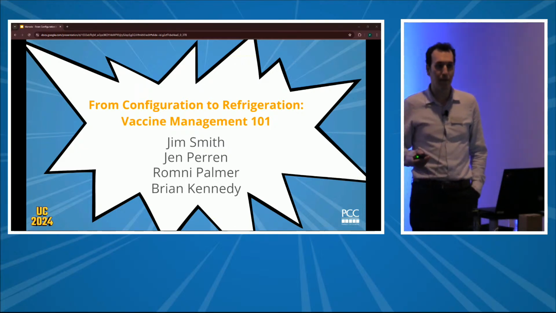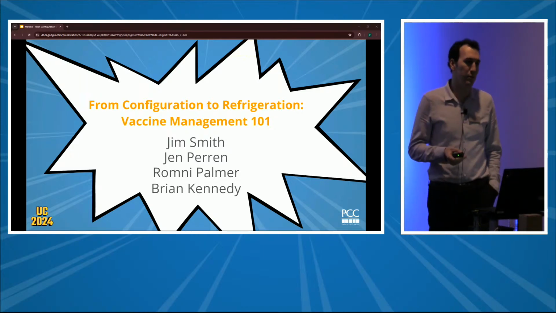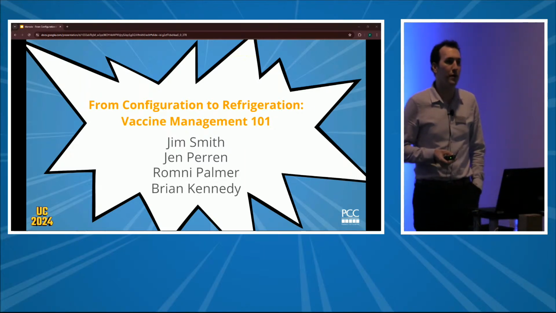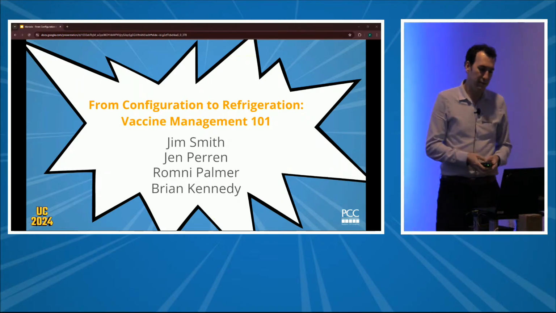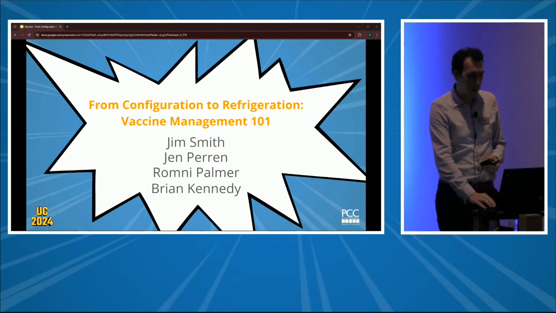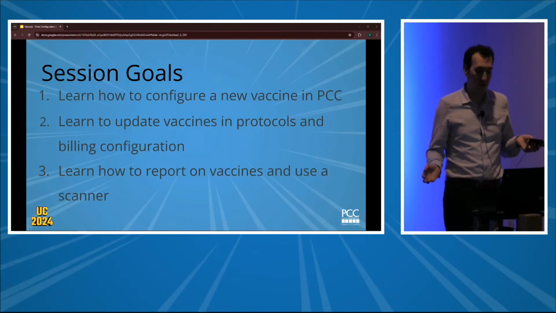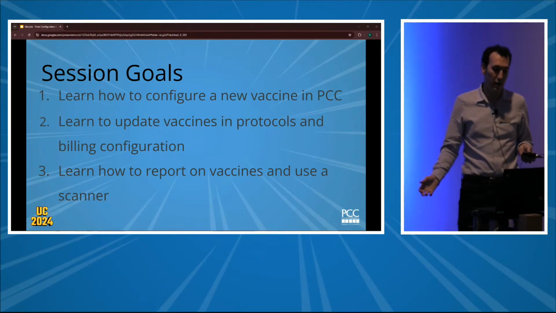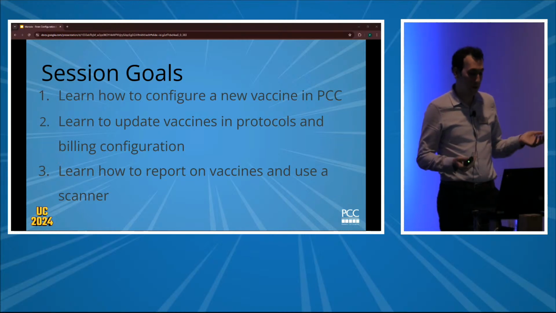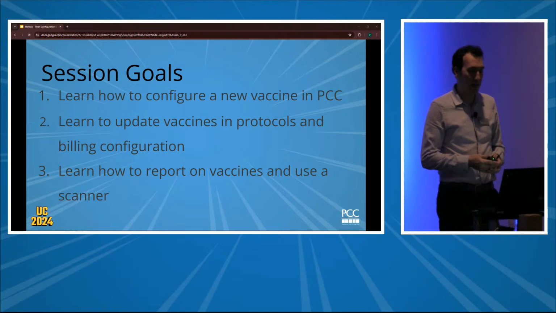Well, thank you for coming, everybody. This is From Configuration to Refrigeration, Vaccine Management 101. Again, I will plug our second course, which is the 201 course, for some more detail. But we just want to go over the basics here for you all today. So basically, our goals: we just want to have you know the basics of learning how to get a vaccine into the software, how to update those in your protocols and your billing configuration, and then learn how to report on vaccines, and then also utilizing a scanner.